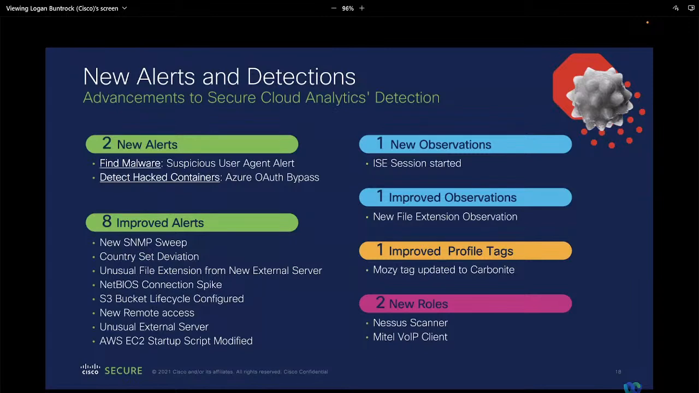In the last quarter, from a detection perspective, we focused on adding 2 new alerts, improving 8 alerts, and adding new observations and device profiles and roles. The roles and the profiles are what we use to feed our detections. As we improve our understanding of what an environment is, that can result in improving the detection, reducing noise, and improving efficacy, because it enables better identification of the devices in an environment.